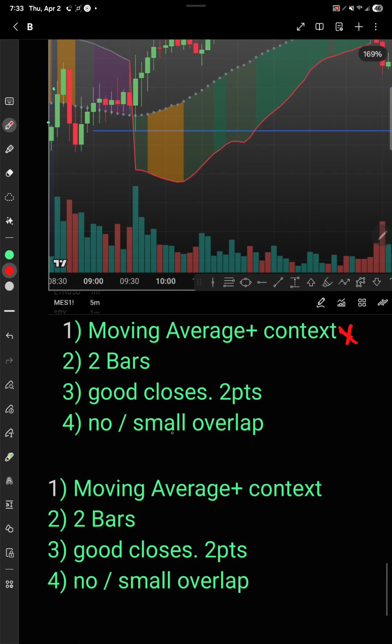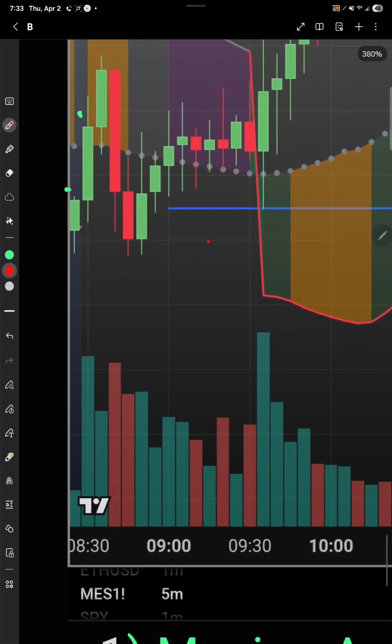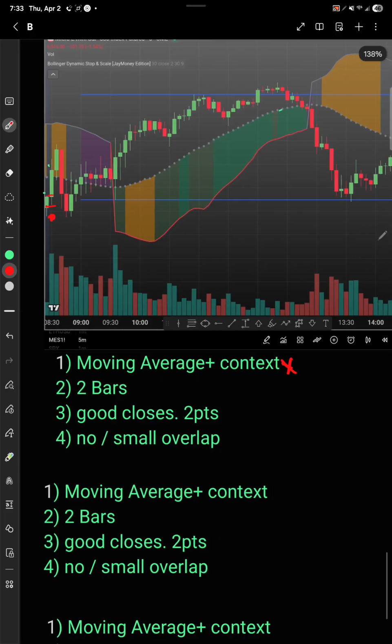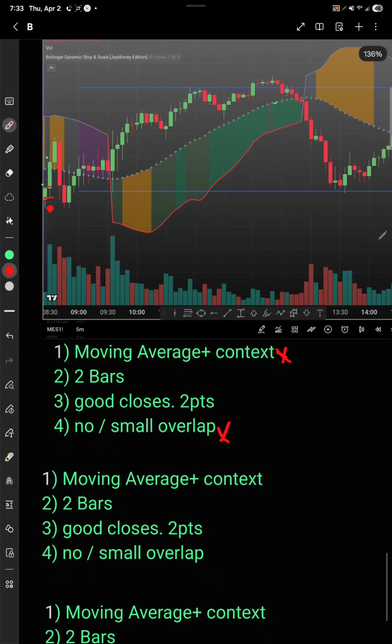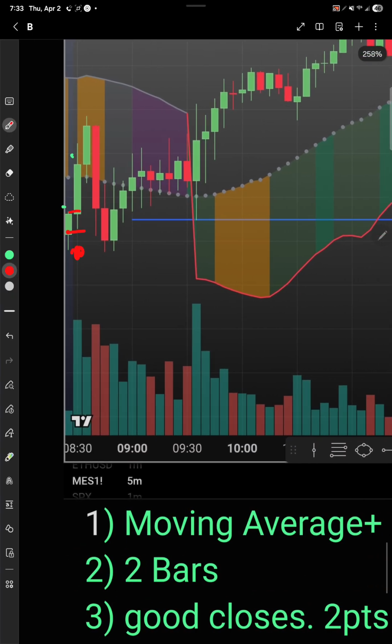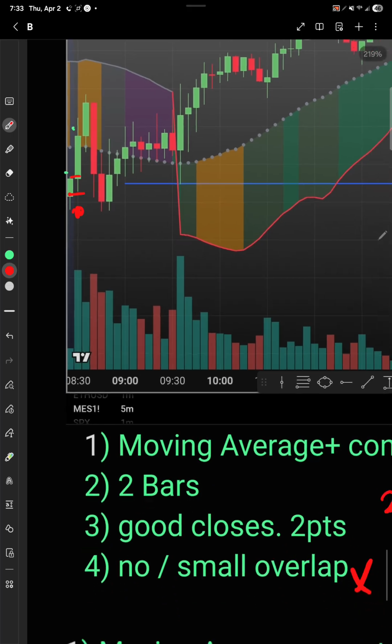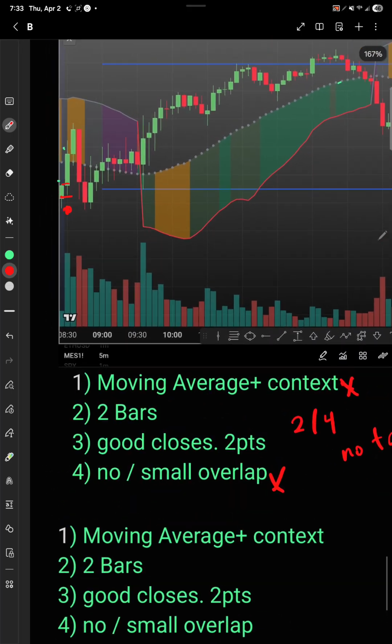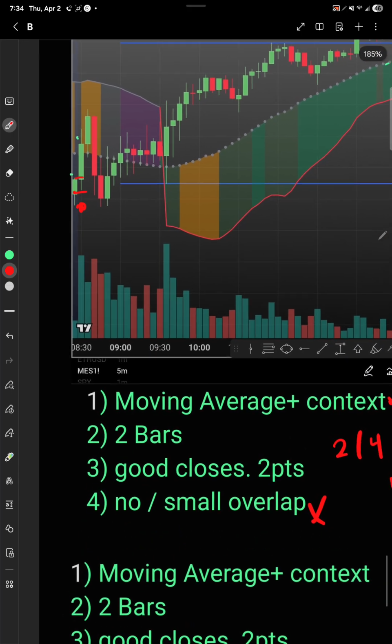So my next question is, is there no small overlap? This is a lot of overlap here. You overlap almost 60% of this, 70% of this candle. So I'd say that's a lot of overlap, so you don't get that. So you've got 2 of 4, which makes this a no trade. Off the open, 2 bars, you can't take that trade. You can if you know what you're getting yourself into, but I wouldn't take it.